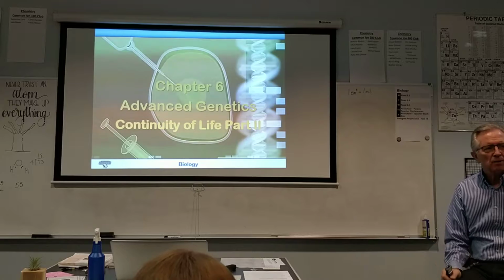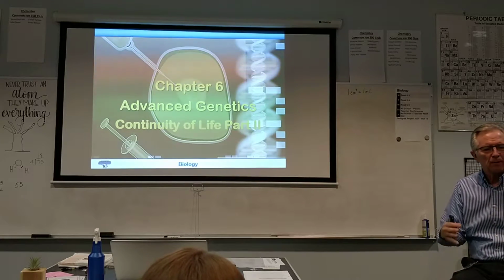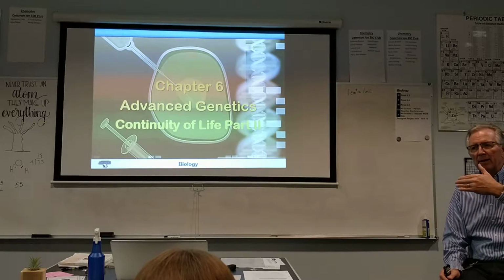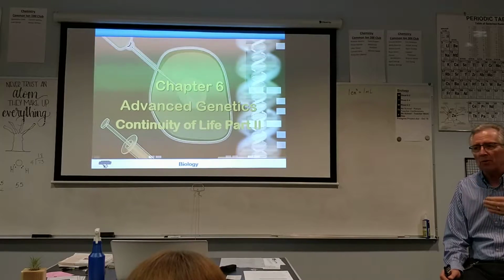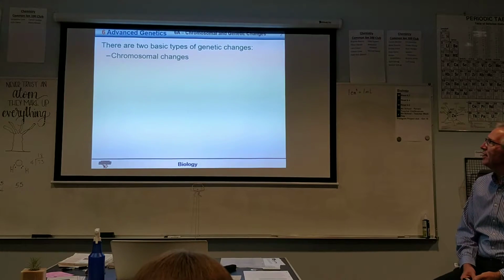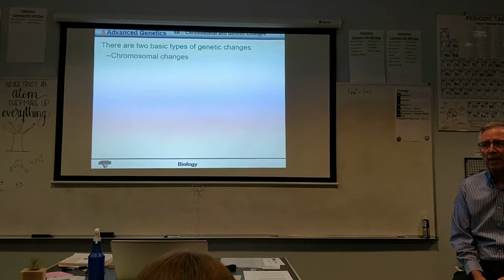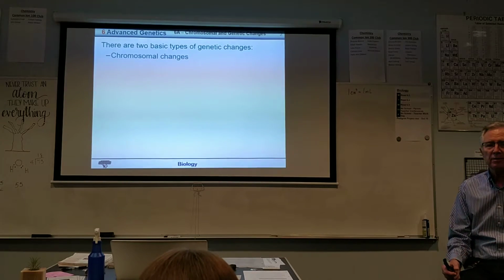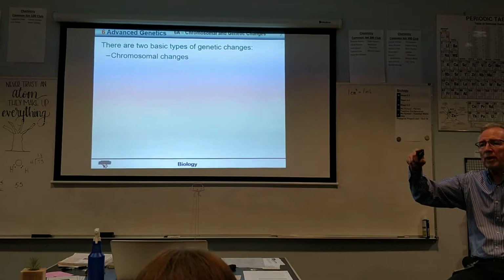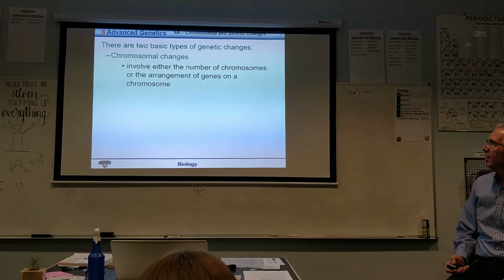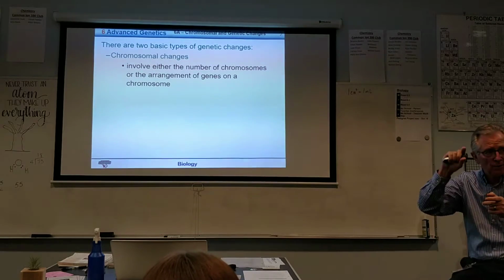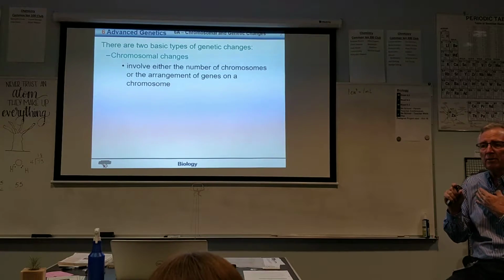like exceptions to that. Some of them will be things that just normally happen, and some of them are going to be things that may possibly lead to a genetic disease or the death of an organism or something like that. So there are two basic kinds of genetic changes that can take place to the nuclear material of an organism. One is called chromosomal changes. So here are all the things that we include in chromosomal changes. Either the number of the chromosomes or the arrangement of the genes on the chromosome gets changed.